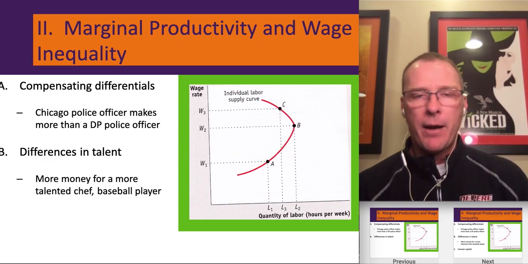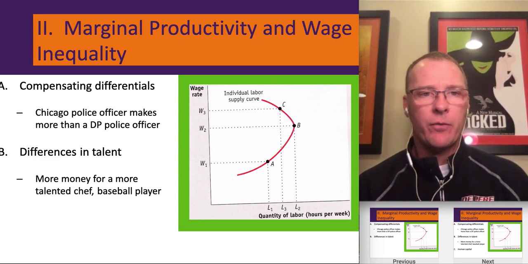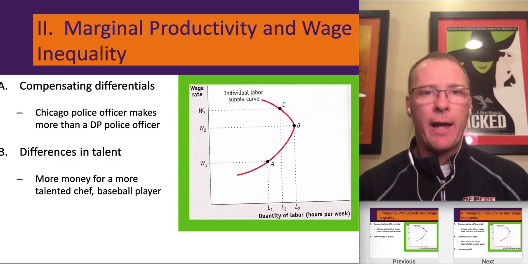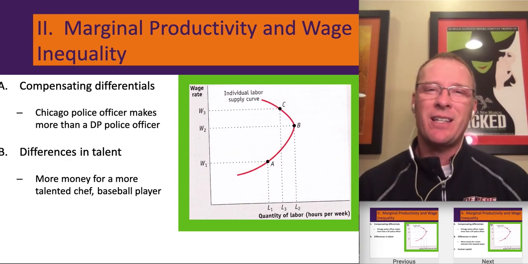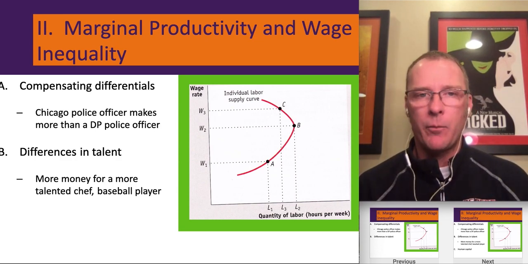Remember, there is a backward bending labor supply curve like you have on the left, where as you go from wage A to wage B, people are like, ooh, I really like that, I'm going to produce more hours for you, etc. But then as you get to C, you're actually like, you know what? I don't need to make any more money.